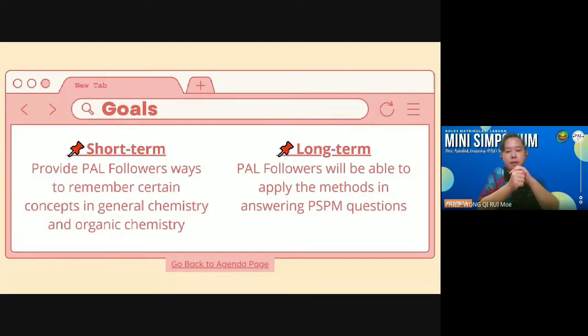effect. For our long term, if POW followers are avid in their pursuit for greatness, we hope that they will be able to apply the methods in answering PSPM questions. This will show that the knowledge they gain has been embedded in their memory. Now, allow me to pass the mic to Leon to explain our general and main issues encountered during online POW sessions.